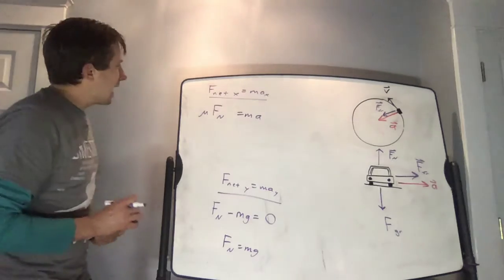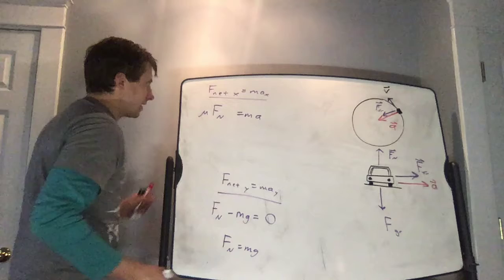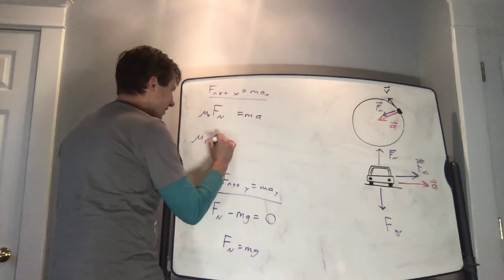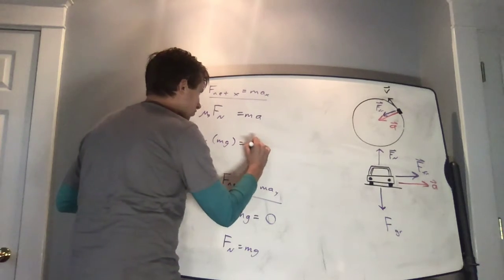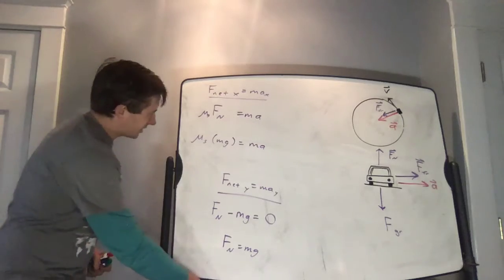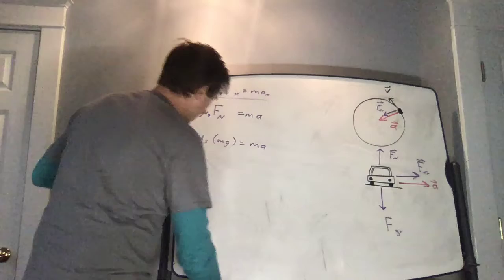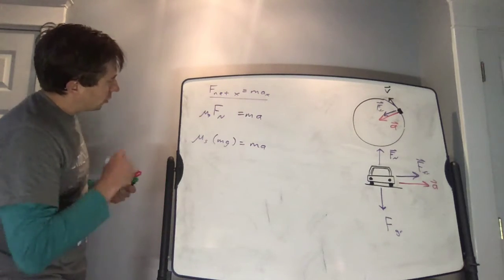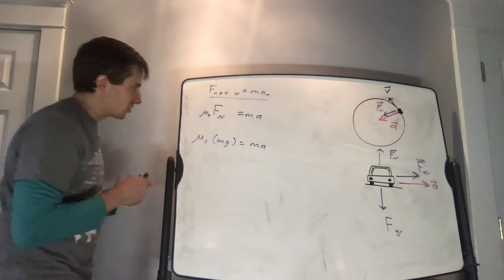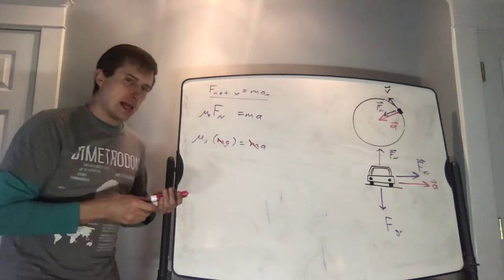And if I take this equation for the normal force and bring it up there, I could say the coefficient of static friction times mg is equal to ma. Okay, let's see what we could learn from this equation here. I could notice first that the mass of the car cancels on both sides, so it turns out we don't need the mass of the car to answer this question.